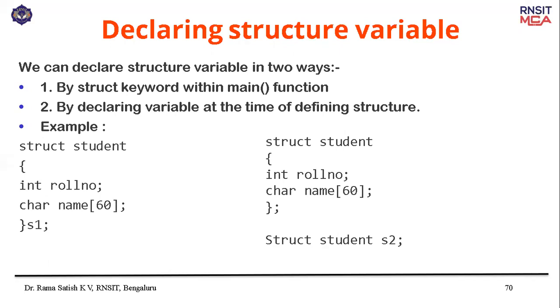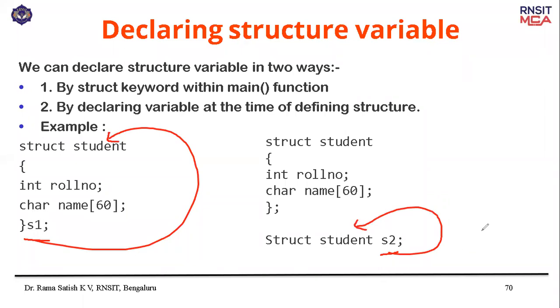As soon as you create a structure, memory is not allocated to the structure. If you want memory allocation done, then you should create variables. Look here, S1 is a variable and S2 is a variable, of type student. Student is a new data type that you're creating, and for that, you are creating two variables, S1 and S2.